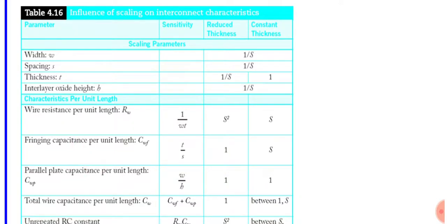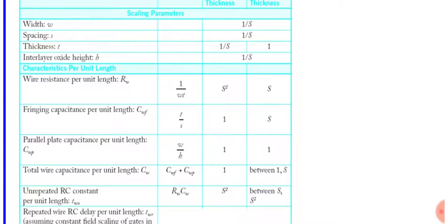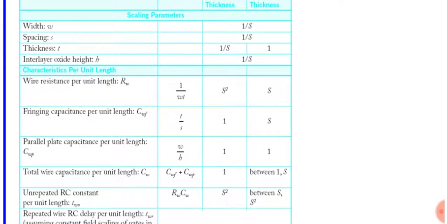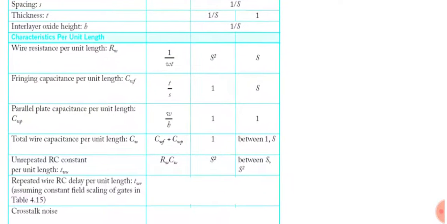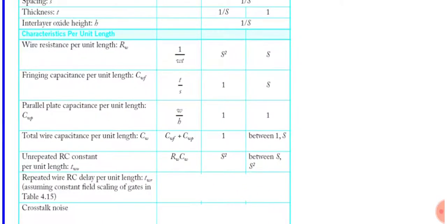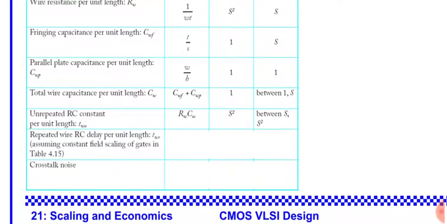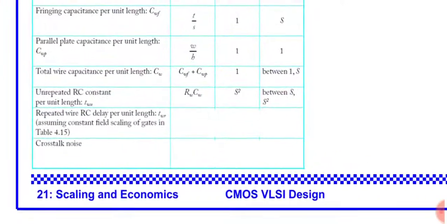The parallel plate capacitance per unit length, W divided by B, is 1 and 1. The total wire capacitance per unit length, Cwf plus Cwp, is 1 between 1 and S. The unrepeated RC constant per unit length, RwCw, is S squared between S and S squared. Then the repeated wire RC delay per unit length and crosstalk noise.